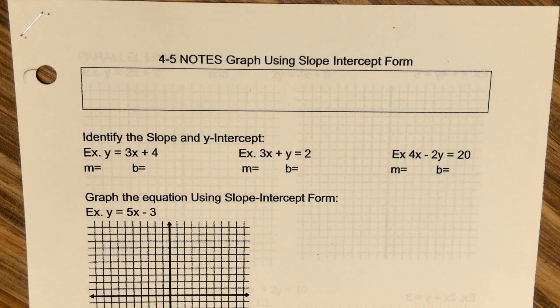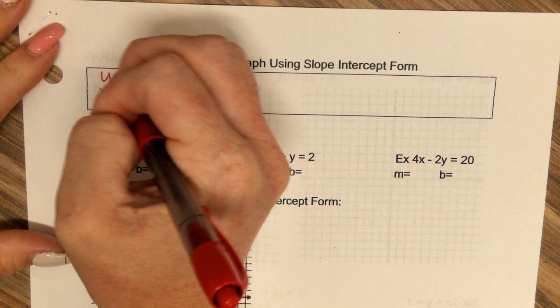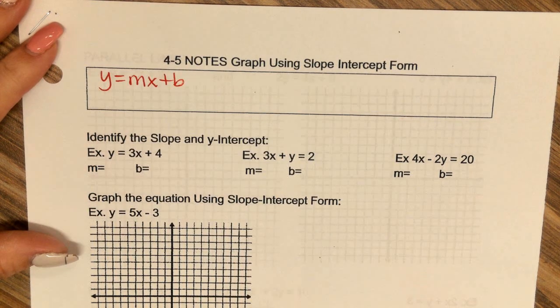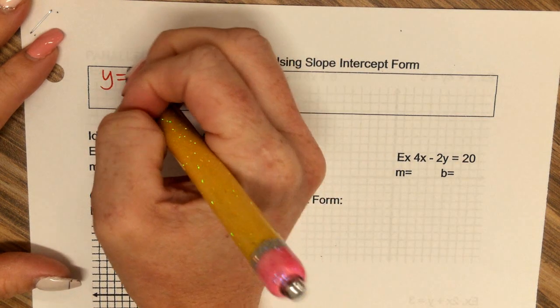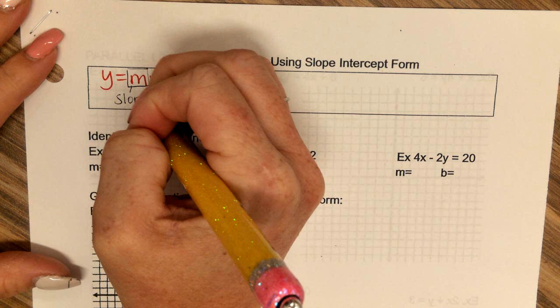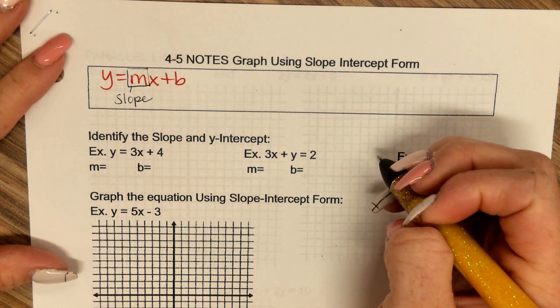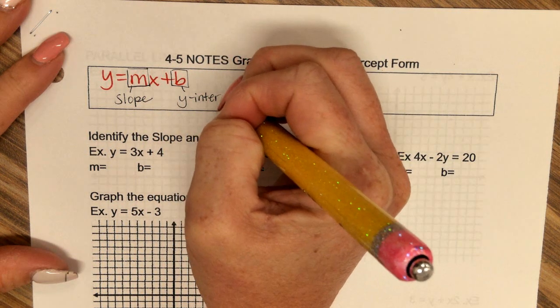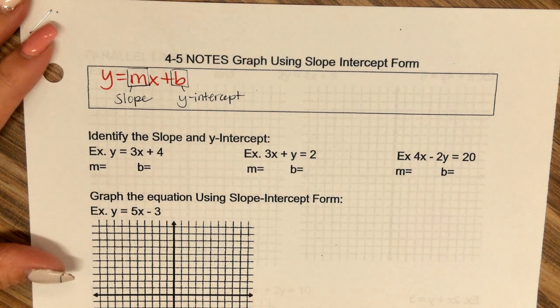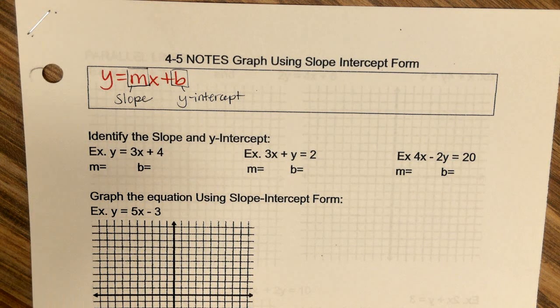Okay. In y equals mx plus b, the m is this number right here, the slope, and the b is the what? The y-intercept. So if you know the slope and the y-intercept, you can graph without using the y equals button or making a table. So that's what I'm going to teach you today.